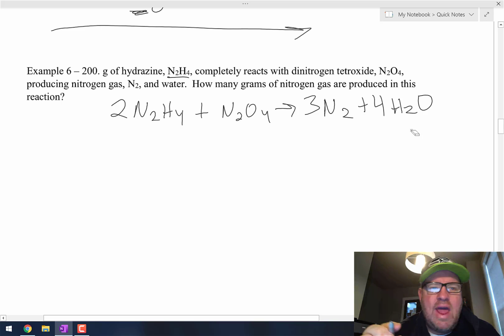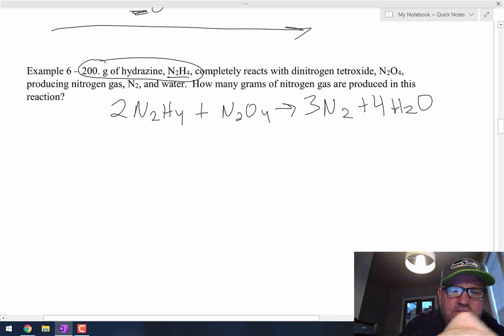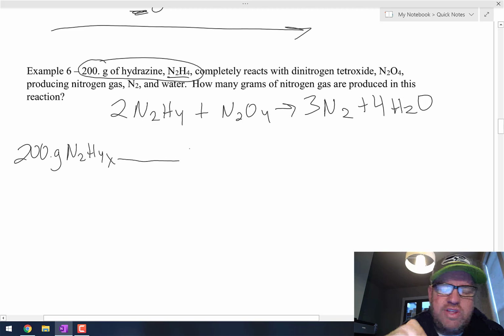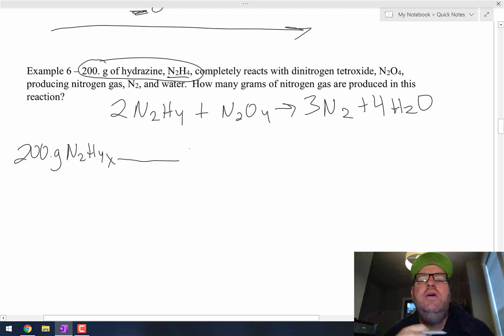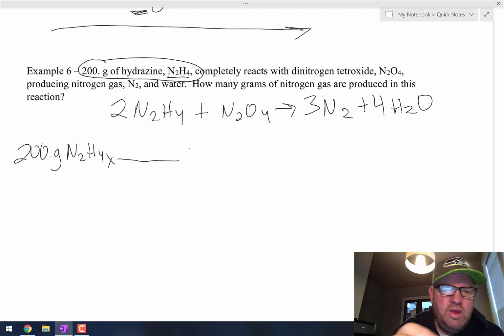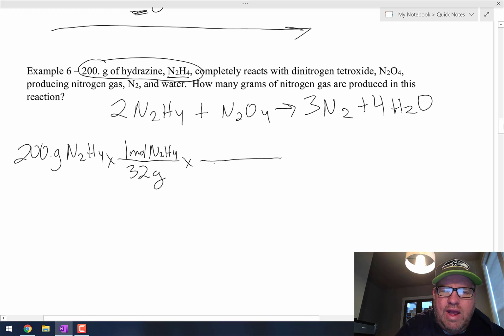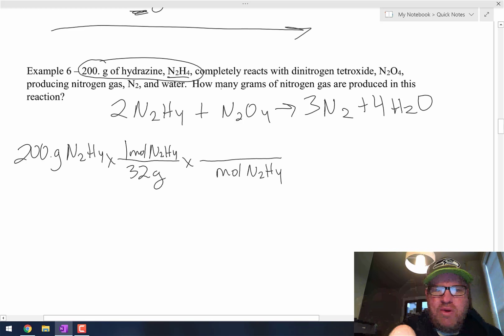Okay, and now you're starting with 200 grams of this N2H4. What's the first thing we always do if they give us grams? Convert those grams to moles. Okay, and so the molar mass of N2H4 is 32 grams in 1 mole of N2H4. And now I do the stoichiometry step. I'm going to go from moles of N2H4 to, what are they asking me about here in the problem? How many grams of nitrogen gas are produced?